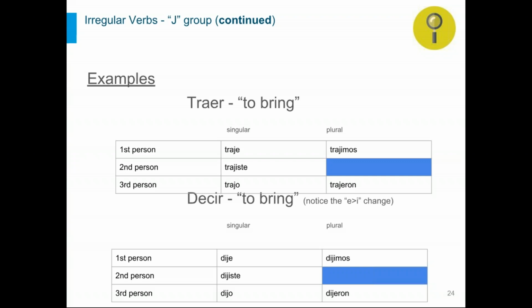And if you notice, as I mentioned previously about decir, the E becomes an I. So those conjugations would be pronounced dije, I said or I told, dijiste, dijo, dijimos, dijeron. No sort of unusual, quote-unquote, stem or spelling change for traer. You just simply remove the infinitive ending and add the J endings from there.